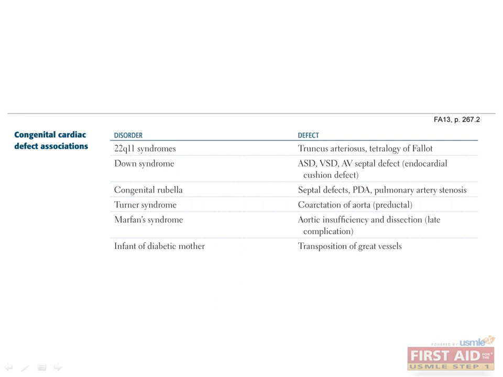Finally, we'll end our discussion of congenital cardiac defects with a brief mention of these important associations. You should take the time to memorize these on your own, because they tend to be very high-yield associations. In particular, Down syndrome and congenital rubella are associated with a wide variety of heart defects, whereas Turner syndrome and Marfan syndrome are primarily associated with one lesion each. Mark this fact as something to come back to and memorize.